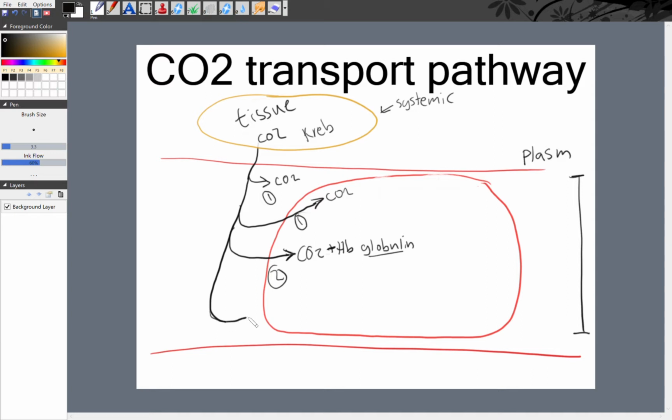The most commonly tested pathway, for sure, is when CO2 reacts with water, catalyzed by an enzyme called carbonic anhydrase. And carbonic anhydrase will take this water molecule and the CO2 that has diffused in, and it will start creating carbonic acid, which is H2CO3.